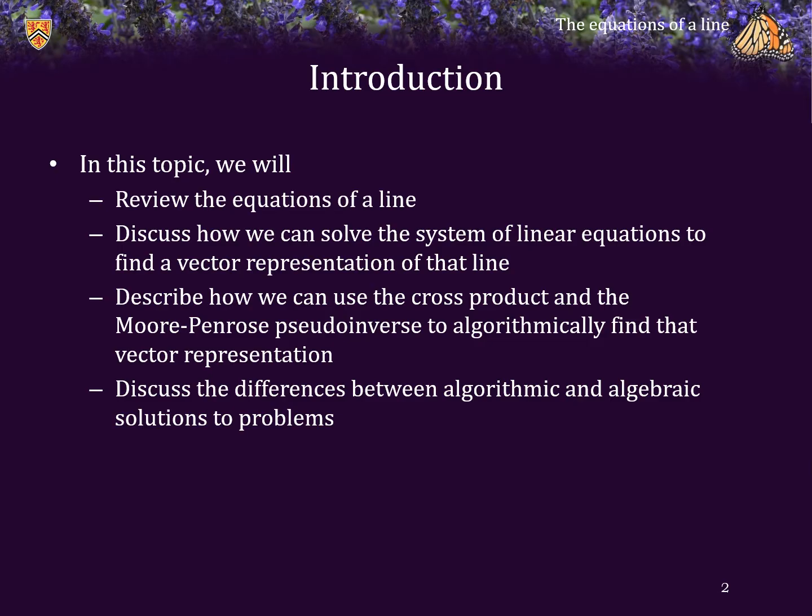So in this topic we will review the equations of a line. We'll then discuss how we can solve the system of linear equations to find a vector representation of that line. However, we will see that it is not in the ideal form. So instead we will describe an algorithmic approach that uses the cross product and the Moore-Penrose pseudo-inverse that algorithmically allows us to find that vector representation. Finally, we will discuss the differences between algorithmic and algebraic solutions to problems.